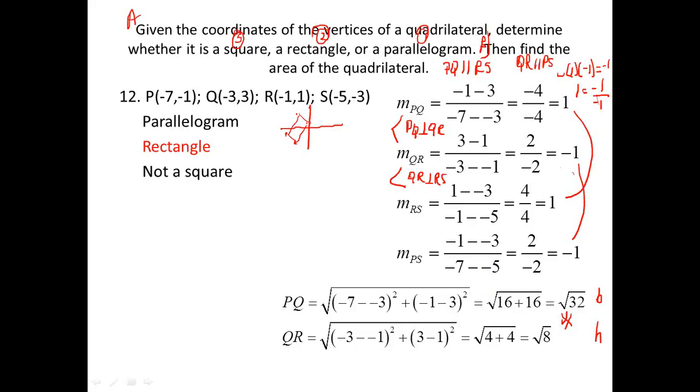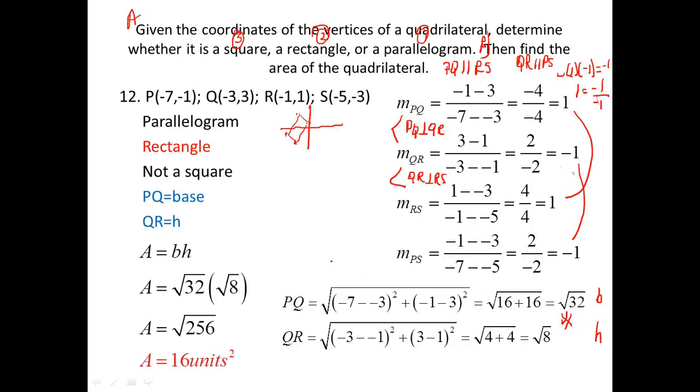Now I've got PQ as my base, QR is my height. I have my numbers and filling in for the area. Base times height. Quick review.